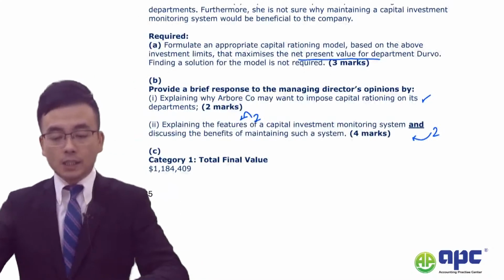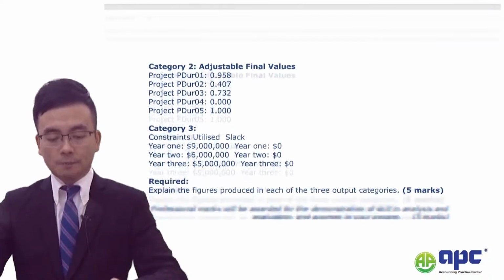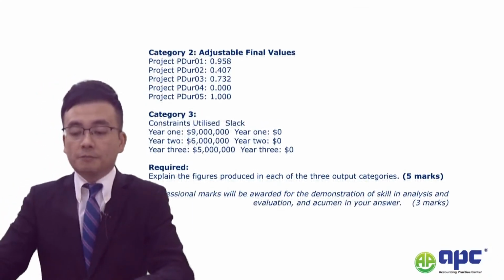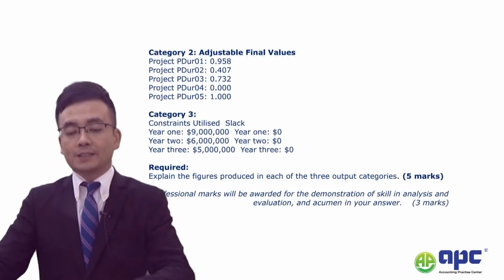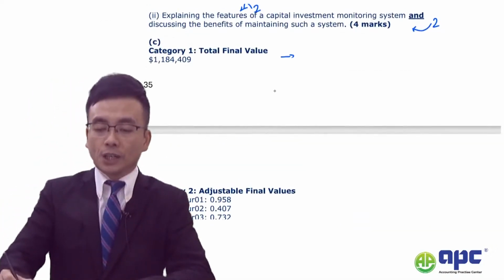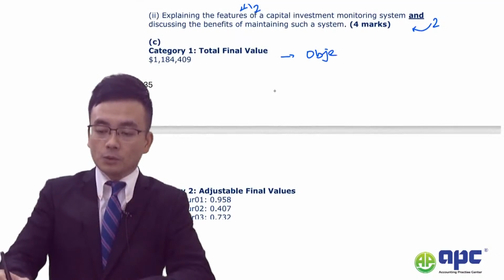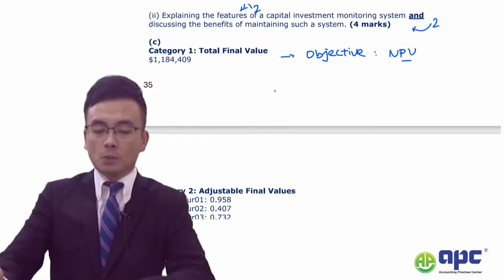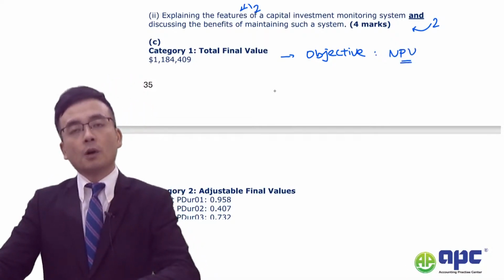Now finally, in part C, we're required to explain the figures in each of the 3 output categories. So category 1, total final value, is our objective, which means our NPV to maximise to be $1.184409.